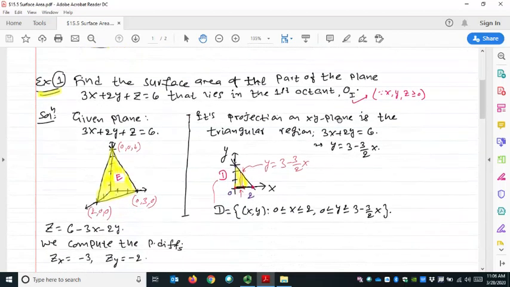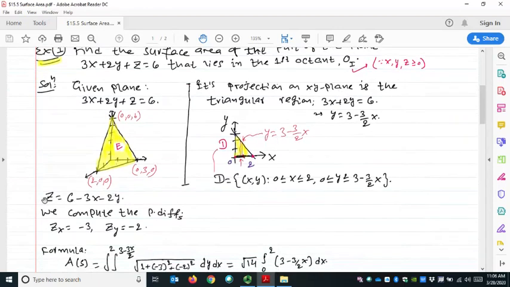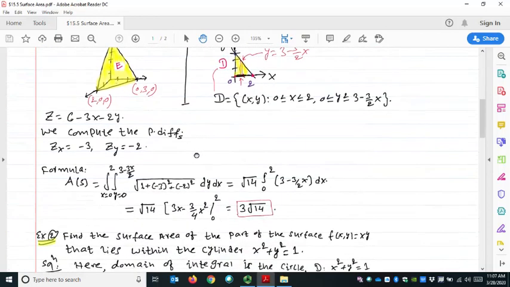Now let's take the partial derivatives of z equals 6 minus 3x minus 2y. First compute the partial derivative of z with respect to x. Here 6 is constant, so its partial derivative with respect to x becomes 0. Negative 2y is also constant with respect to x, so its partial derivative becomes 0. So the partial derivative of z with respect to x is simply negative 3. Similarly, the partial derivative of z with respect to y is negative 2.